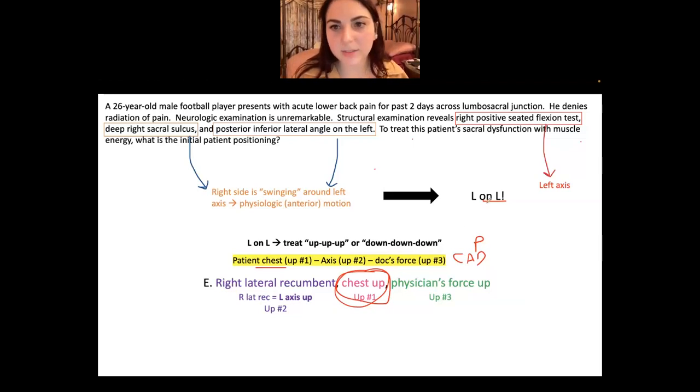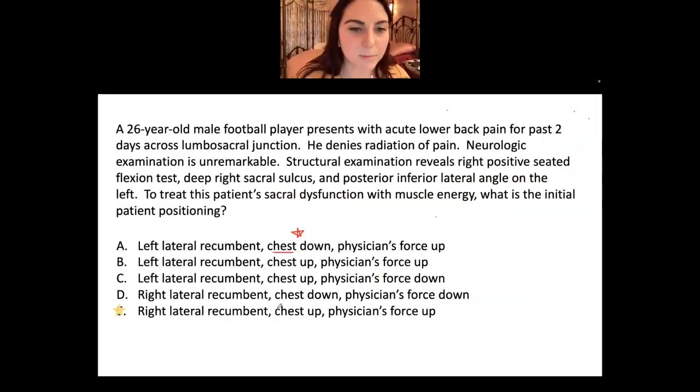And we diagnosed the axis. This is the axis, so this is on left. It's the left axis. So since this is up and this is up, this would be an up, up, up answer. So this would have to be axis up. So I think that's what made D wrong. No, not D. Yeah, B. So that's what made B wrong, because this is saying the axis is down.